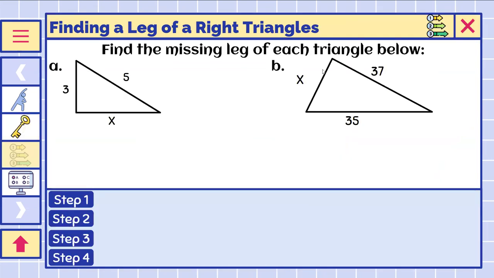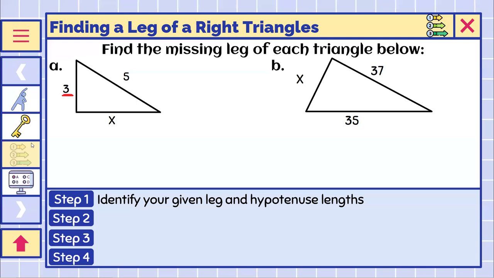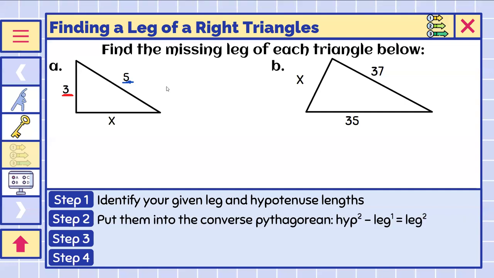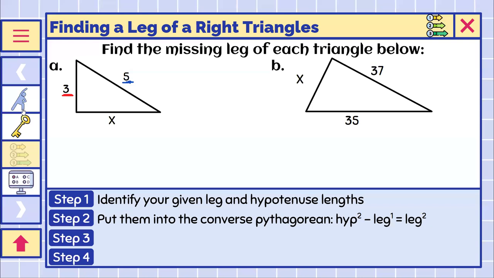This is find the missing leg of each triangle below. Step 1, identify your given leg and hypotenuse. So remember, this time we're not given two legs, we're given one leg and the hypotenuse. That's our first step. Look at the two numbers we have. Step 2, put them into the converse Pythagorean, which is, again, the hypotenuse or the bigger number squared minus the smaller number squared equals our missing piece, our other leg squared. So let's write that in.